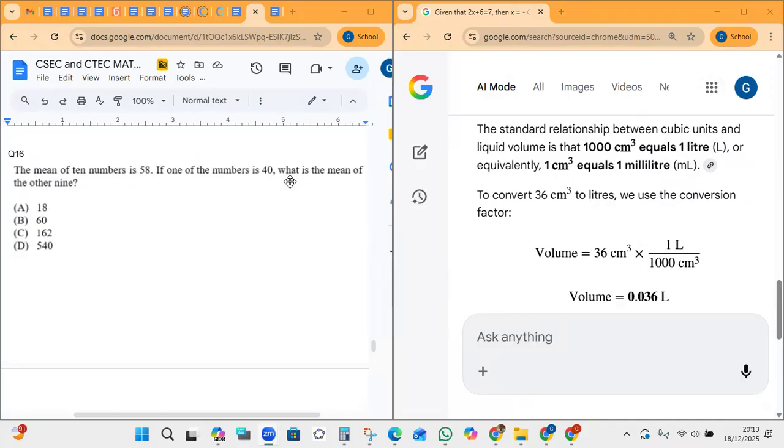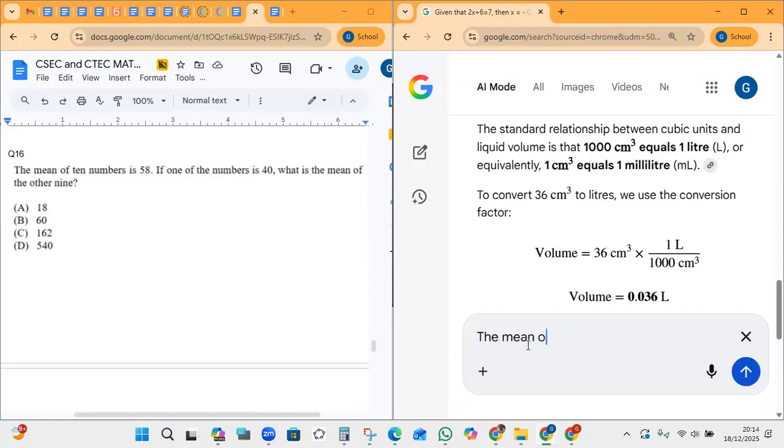So that's kind of a tricky question. You don't have any calculators. You have to know the meaning of the mean and how to calculate it. So let's use AI to see how AI is going to help us. So we're going to type the question in.